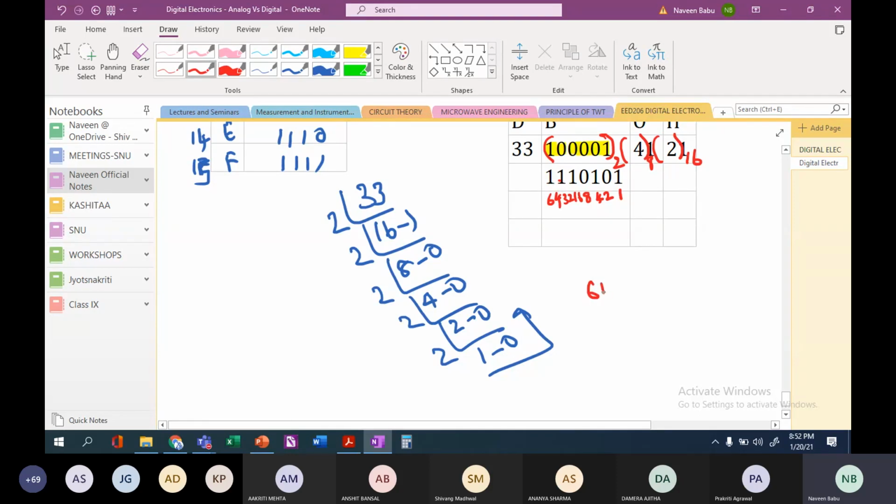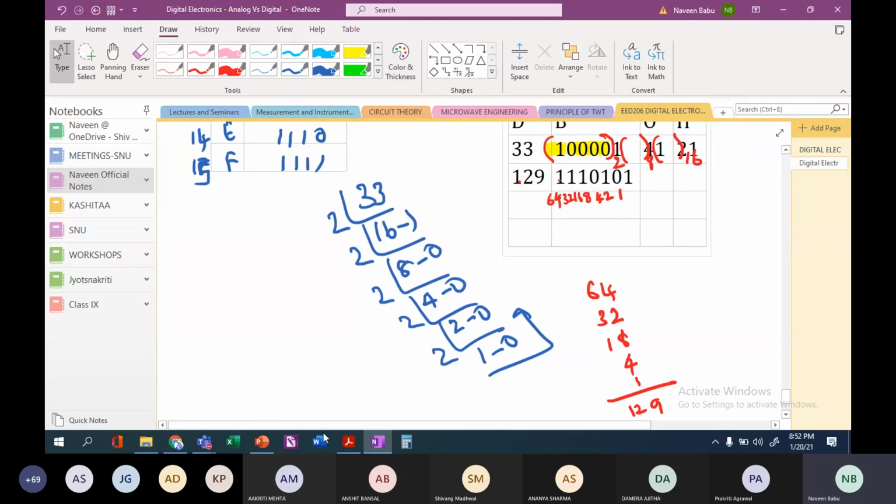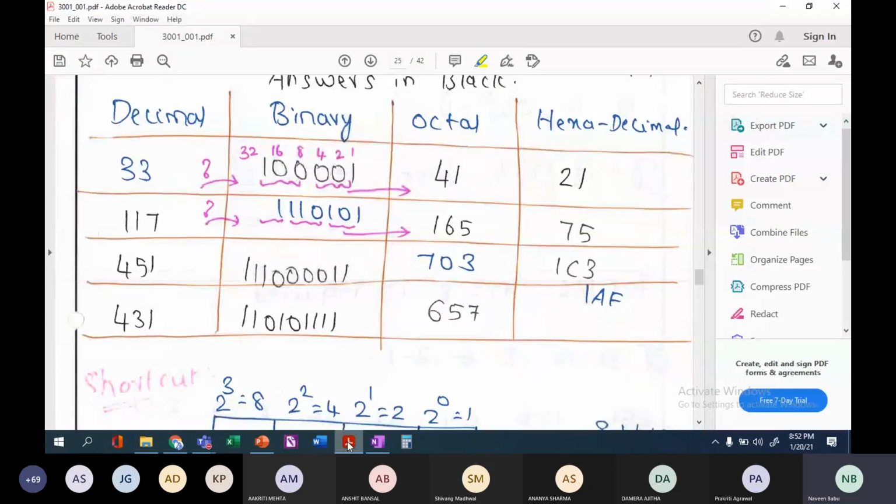So I'm having 64, I'm having 32, I'm having 18, and then I'm having 4 and 1. So if I add all these things, how much? 6, 14, 18, 19, 9, remainder 1, 10, 11, and 12. So 129. 129 will be the decimal value. I hope I'm right.